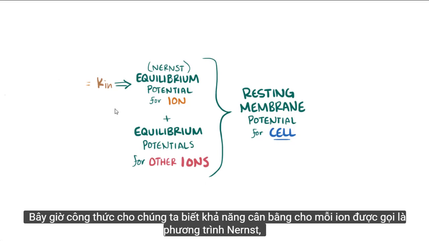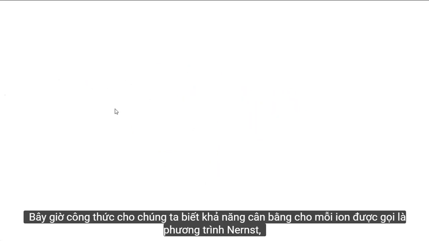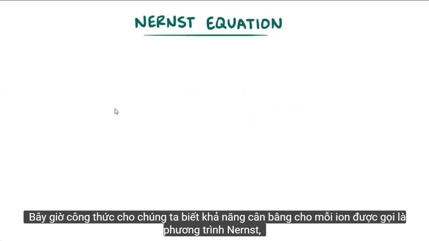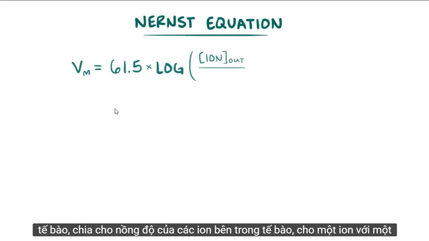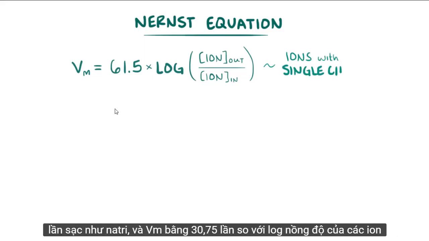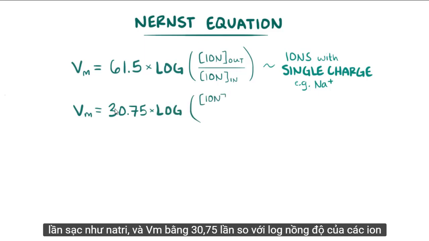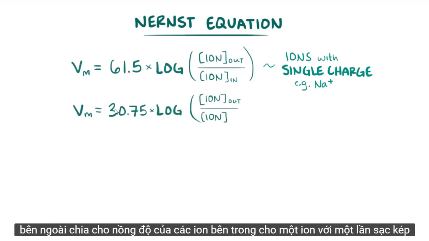Now, the formula that tells us the equilibrium potential for each ion is called the Nernst equation, and it's Vm for membrane equals 61.5 times the log of the concentration of the ion outside the cell divided by the concentration of the ion inside the cell, for an ion with a single charge like sodium. And Vm equals 30.75 times the log of the concentration of the ion outside divided by the concentration of the ion inside for an ion with a double charge like calcium.